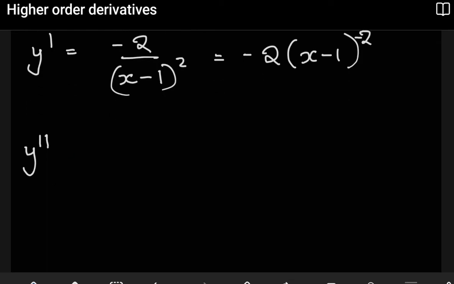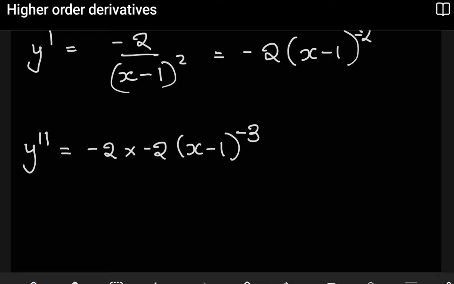The second derivative becomes minus 2, just multiplied by the power, which is minus 2, then multiplying x minus 1 raised to the power minus 2 minus 1, which becomes minus 3. Then the derivative of the inside is just a 1, so no need for us to write it there. If you wanted to write this in a simpler way, the product on top will be a 4, and then down we're going to have x minus 1 to the power 3.